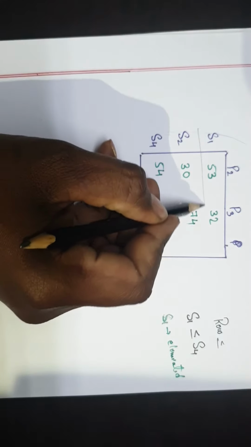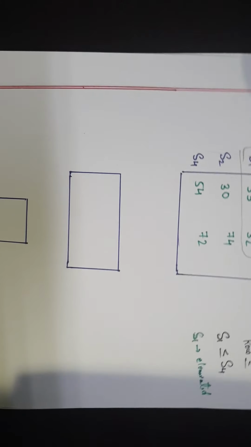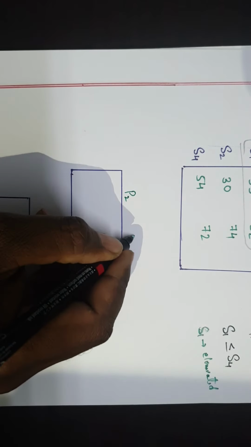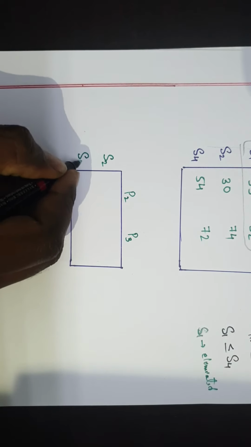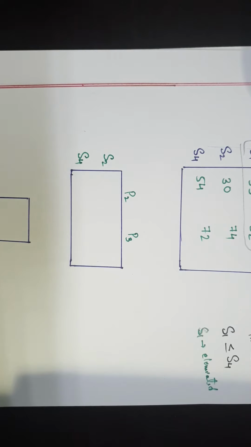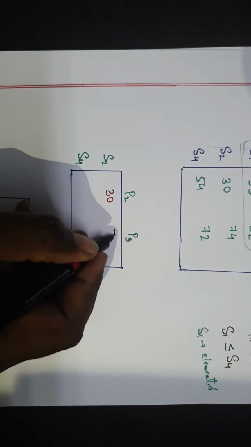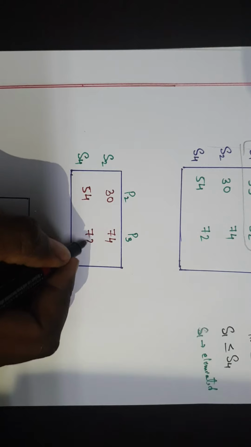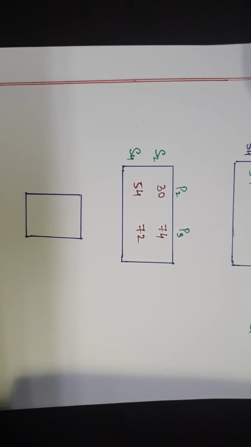If you eliminate the S1, the remaining terms you have to write down. So, the remaining terms are P2, P3, S2 and S4, and the values are 30, 74, 54 and 72. Here you got the values 30, 74, 54 and 72.